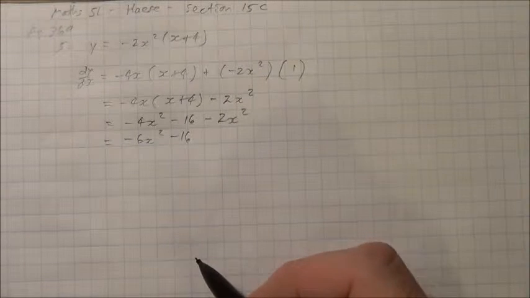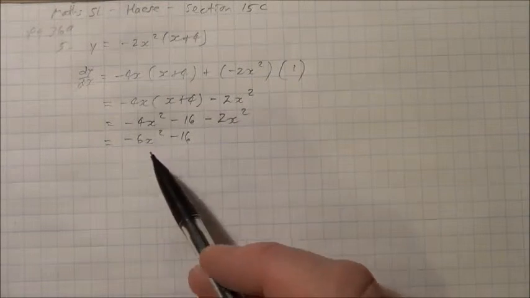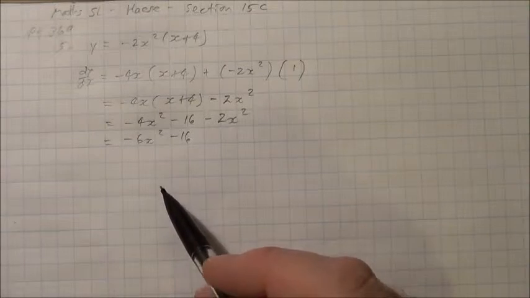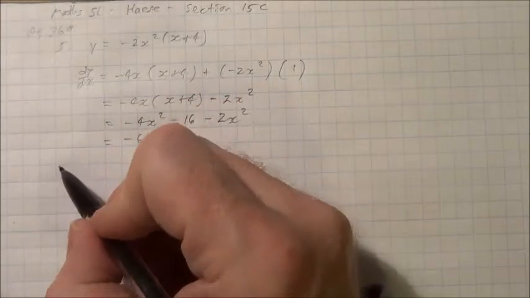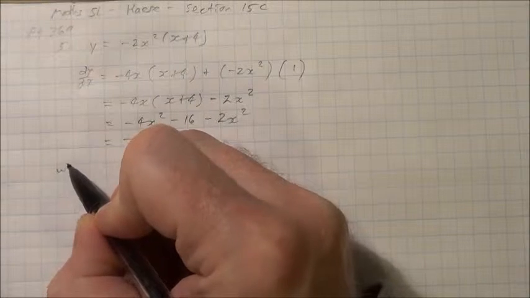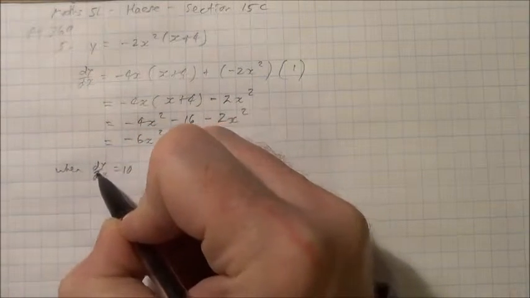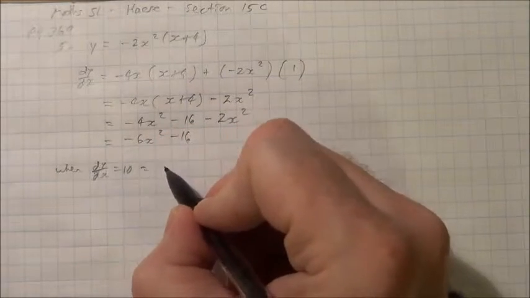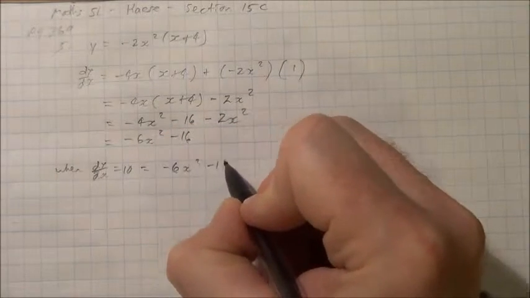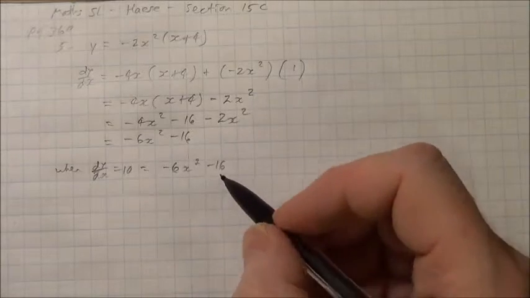So the question is asking for what values of x does the derivative function, the gradient function, equal 10. So when dy by dx equals 10, we set that equal to negative 6x squared minus 16. And then we'll just start solving here.